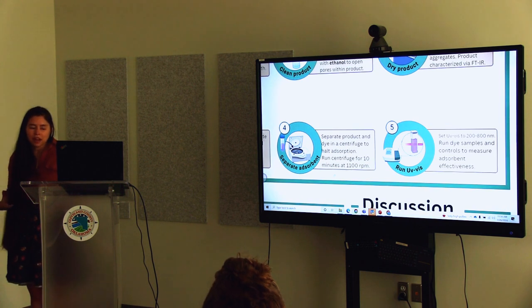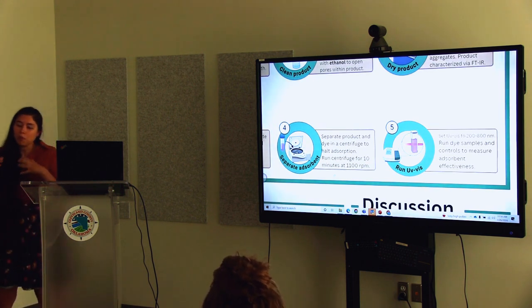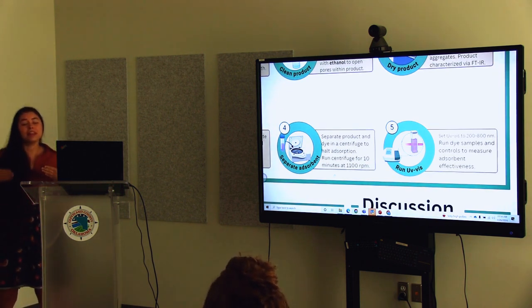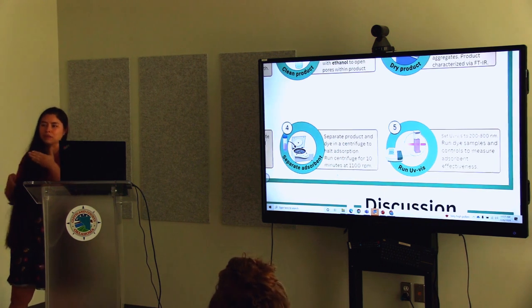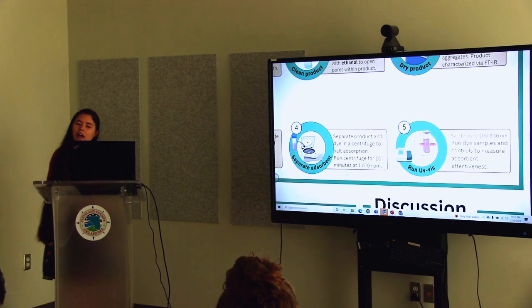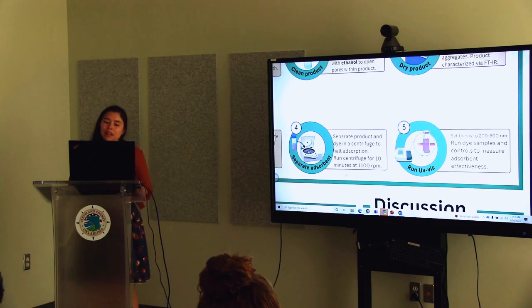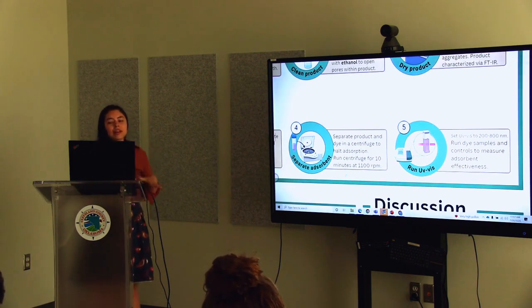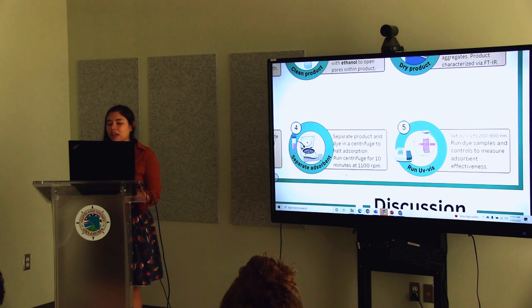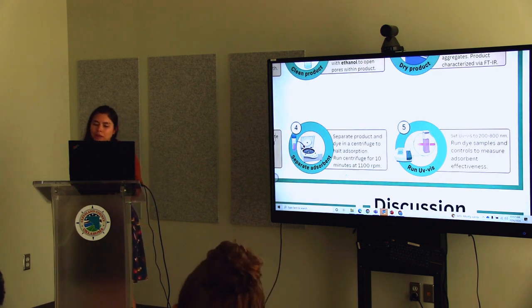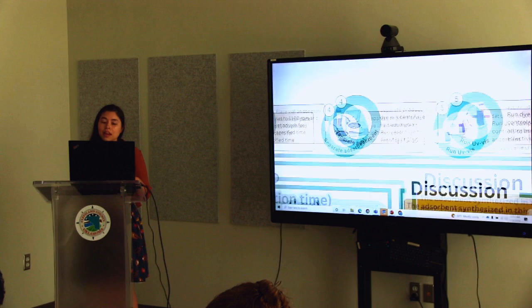So basically, with UV vis, the more dye there is, the less light is going to transmit. Remember, that's one of our ecosystem issues. So we want it to be more clear, and the UV vis is going to tell us that. So we run our samples and controls, and that's going to basically tell us effectiveness.